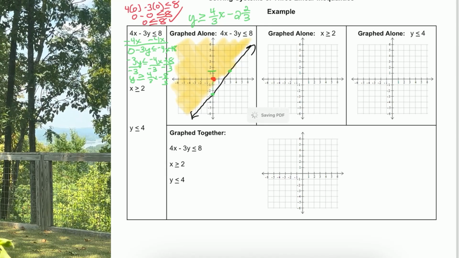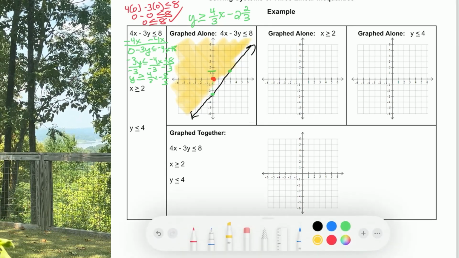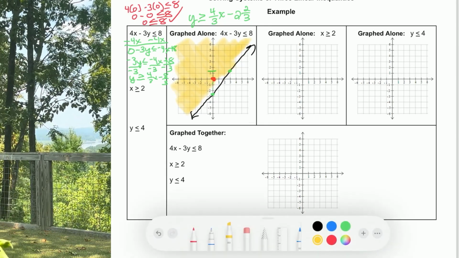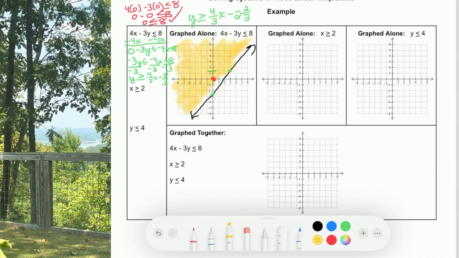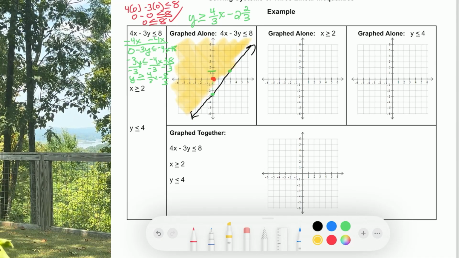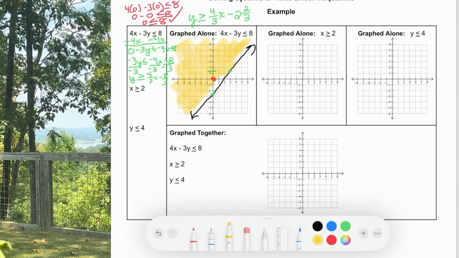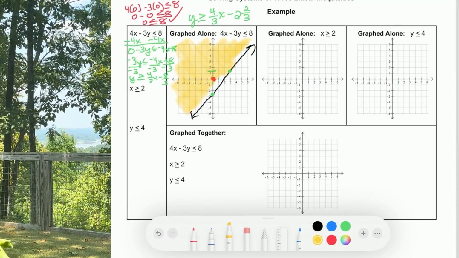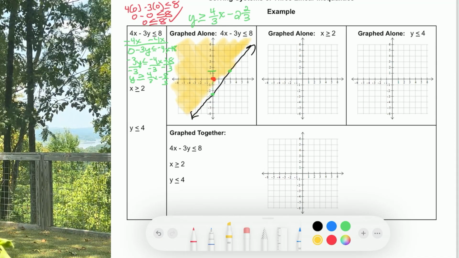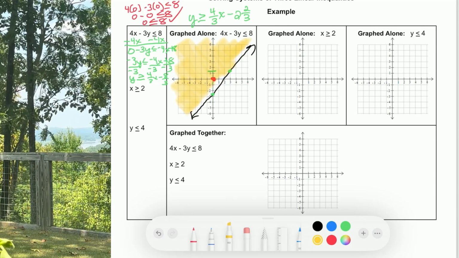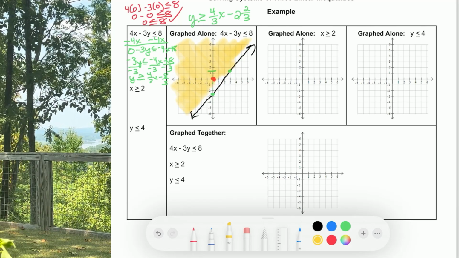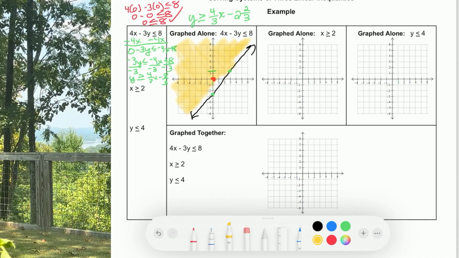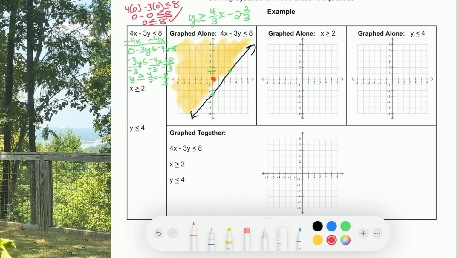All right, now let's look at our next equation. We have x is greater than or equal to 2. Remember, if you only have one variable, that means your line is either going to be horizontal or vertical, depending on which variable you have. We have the x variable. That means it's going to cross our x axis at that number, at that 2. So that means we have a vertical line.